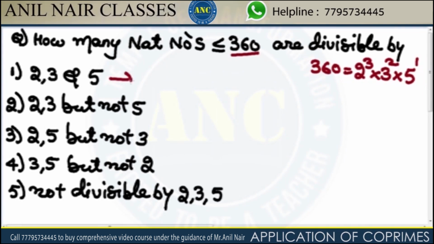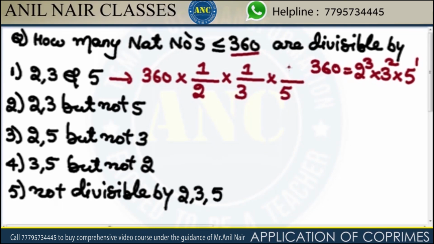Now they are divisible. Out of every 360 numbers, for every 2 consecutive numbers, one number is divisible by 2. Out of every 3 consecutive numbers, one number is divisible by 3. Out of every 5 consecutive numbers, one number is divisible by 5. 6 5s are 30, 30 12s are 360. Answer is 12 into 1 into 1 into 1, 12.